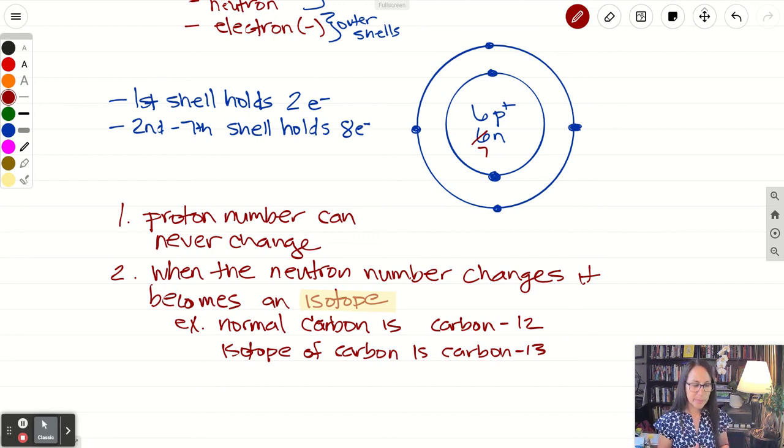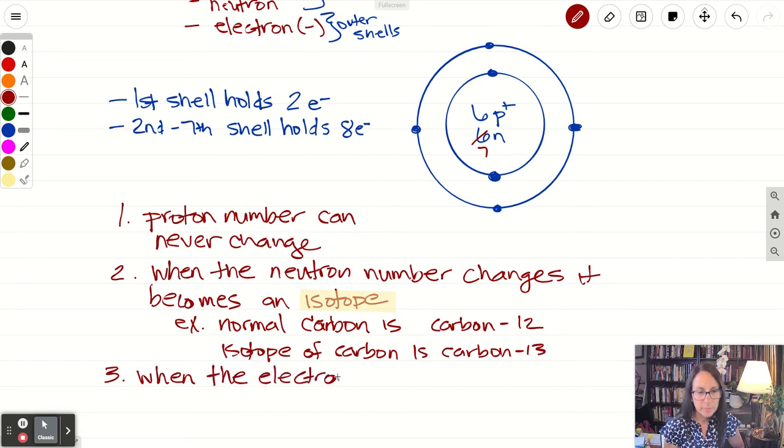Okay, anyway. So we cannot change the proton number. Number two is we can change the neutron number, and that gives us an isotope. And then the last point is that if you change the electron number, what you make is an ion. So when the electron number changes, it becomes an ion.